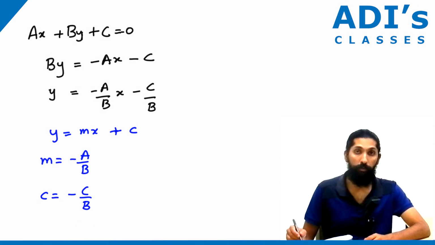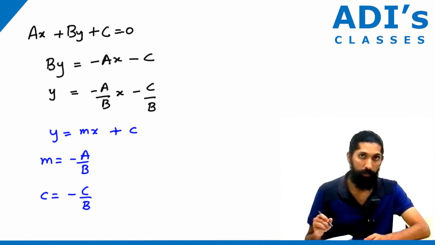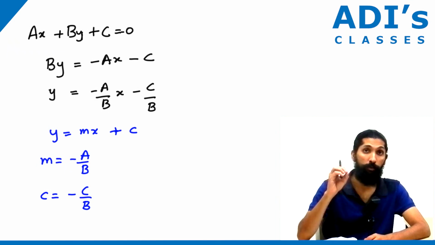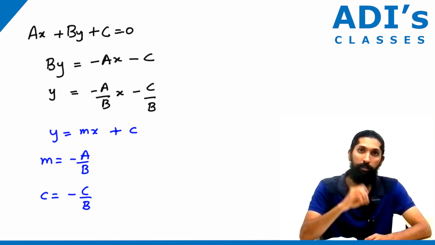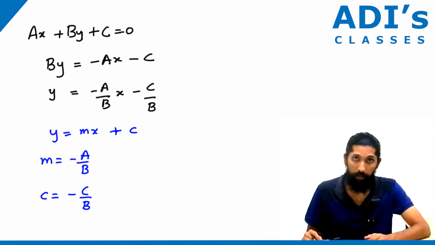This basically is what we call the slope and intercept form, correct? y is equal to mx plus c, that's what we call it. And from the general form, we can get the slope, we can also get the y-intercept. The y-intercept is minus c by b.